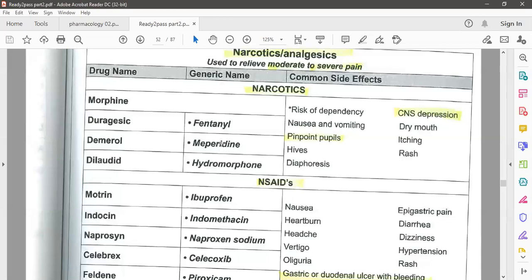So meperidine can also be used for severe pain, especially during labor, delivery or labor pain. Like morphine, meperidine also binds to the opioid receptor in the central nervous system and decreases the pain without causing significant respiratory depression in the mom or baby. So this is the reason during labor or delivery we use meperidine rather than morphine.